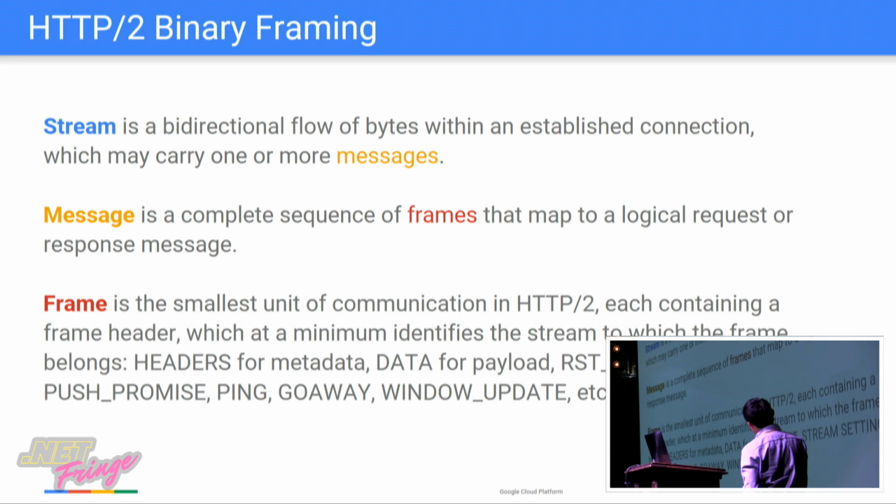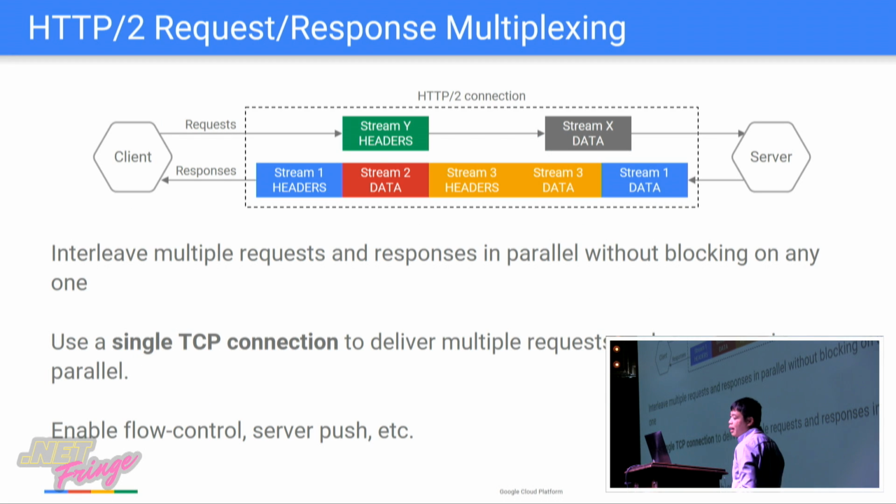HTTP2 binary framing. A stream is a bidirectional flow of bytes, a message is a complete sequence of frames, and the frame is the smallest unit of communication in HTTP2. This is how the multiplexing works: interleave multiple requests and responses in parallel without blocking on any one.